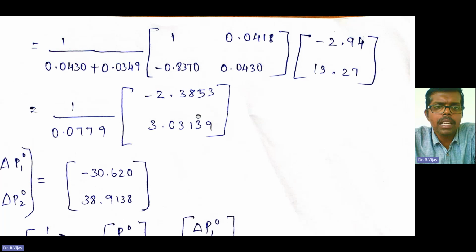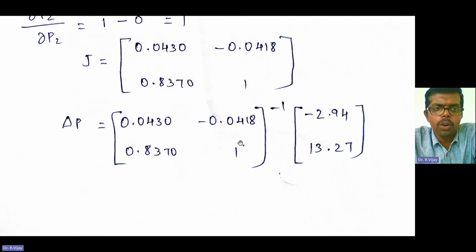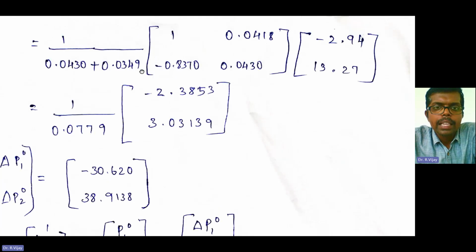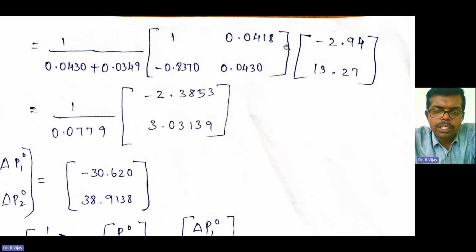1 by modulus of J. So this and this you need to multiply, and you need to change this sign and calculate. So this element and this element you need to multiply, and minus of this element into this element. So you'll get 0.0430 plus 0.0349.